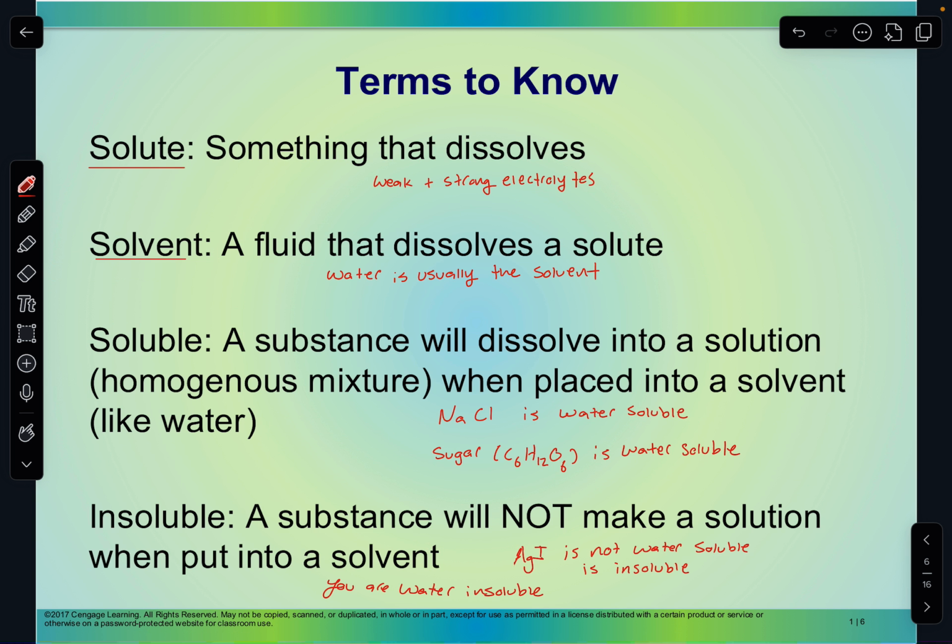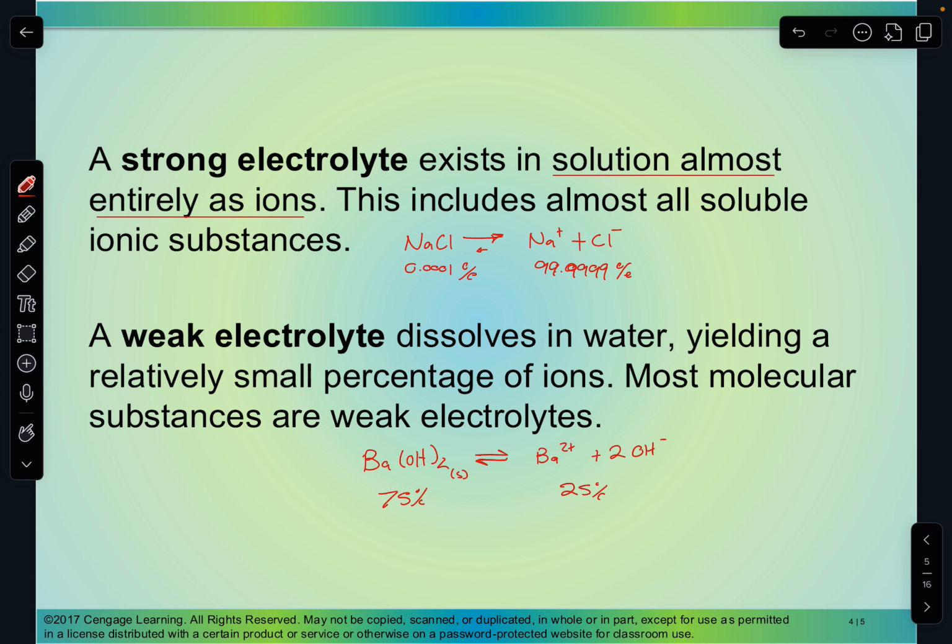So I just want to go back to this slide real quick. I did use barium as an example. Now, it is going to be soluble with OH, but it could be partially soluble. Really, you could replace this with anything. This is just an example to show what a weak electrolyte would be.